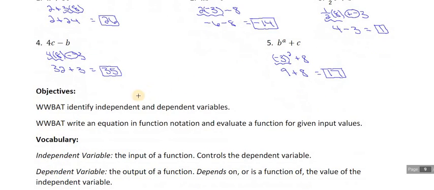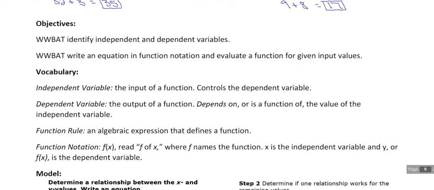So our goals for today are to be able to identify independent and dependent variables, and to write an equation in function notation and evaluate a function for given input values. So we've got a couple vocabulary terms here. We have independent variable, which is the input or the x value of our function. It controls the dependent variable. The dependent variable is the output or y value of a function. It depends on or is a function of the value of the independent variable.